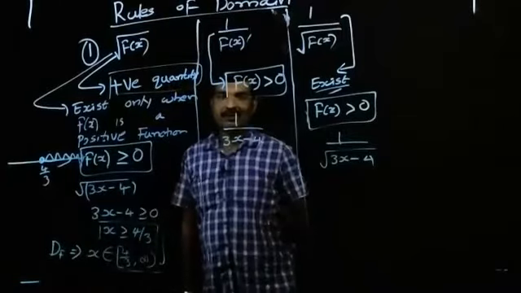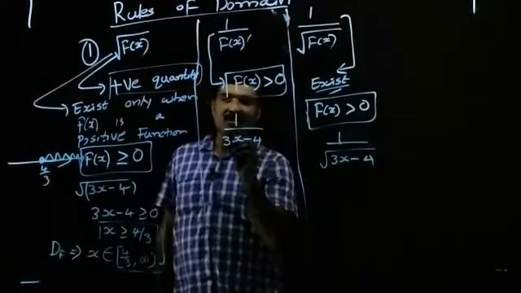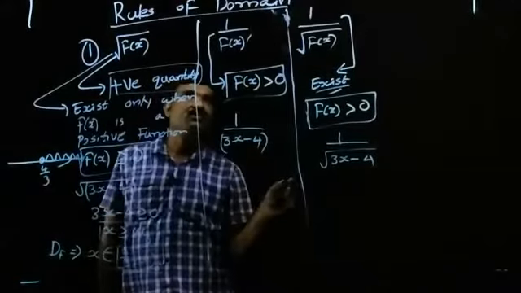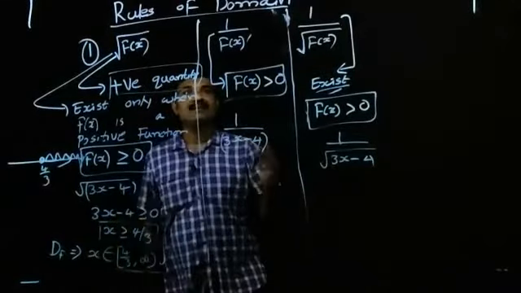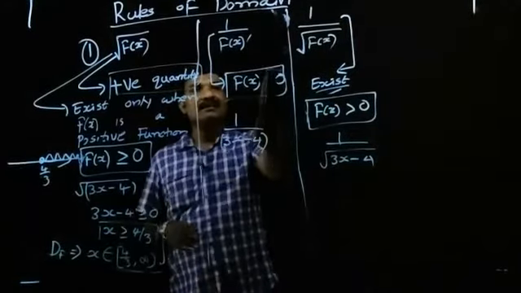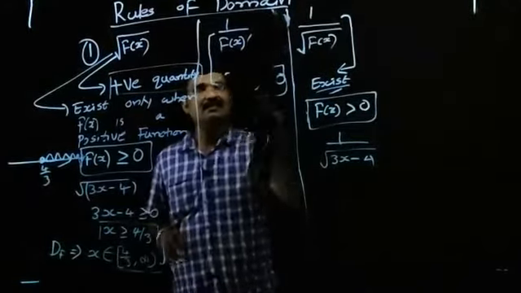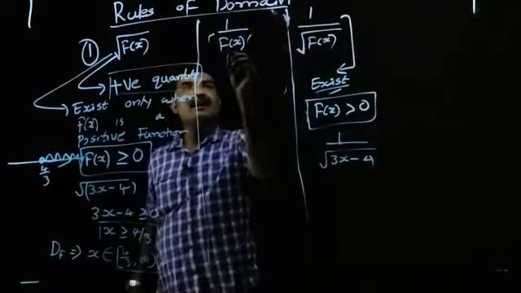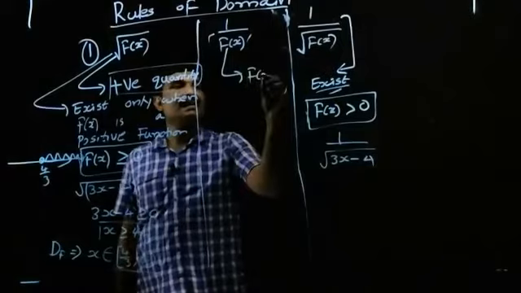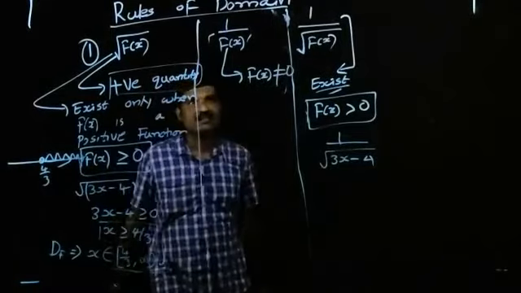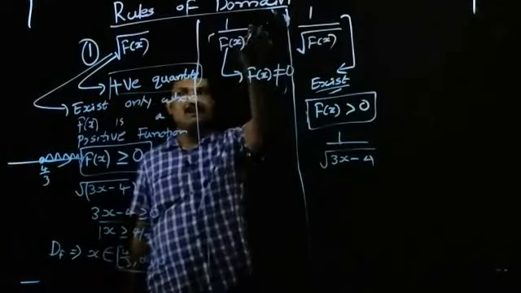Now, look at this condition. The denominator function is 3x minus 4. Here it is not a square root, so there is a correction. Here there is no square root. So here f of x is not equal to 0. And f of x equal to 0 means the denominator is 0, 1 by 0 is infinity.